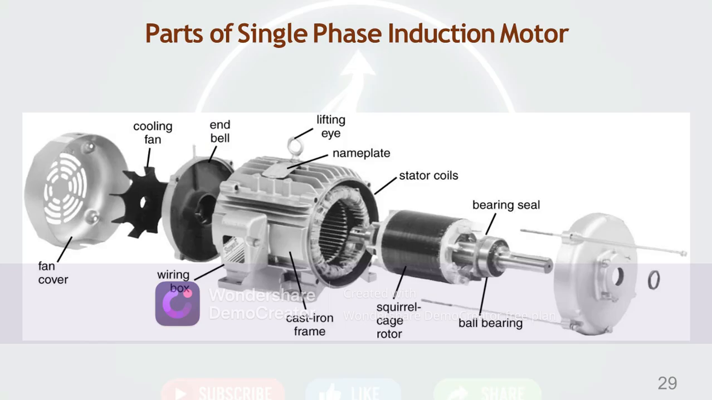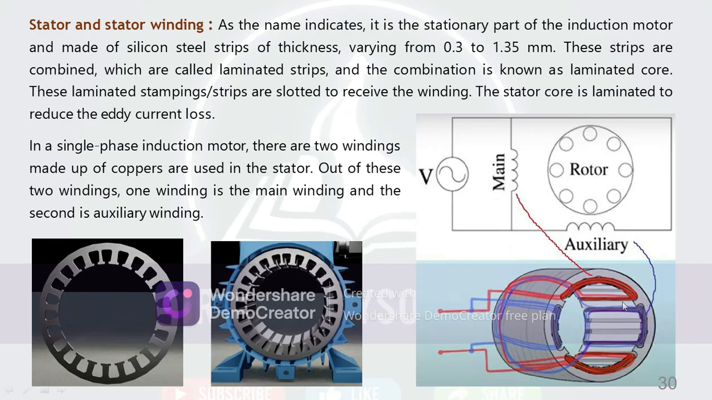There is a similar construction we can consider like this. The fan cover like this, the cooling fan, the end bell is like this. Then the wiring box; for single phase we consider the single phase and neutral. Lifting hook, so we have to lift here. The nameplate is here. The information of the motor is provided on the nameplate. Stator windings and bearings are there. Squirrel cage and ball bearing are there.